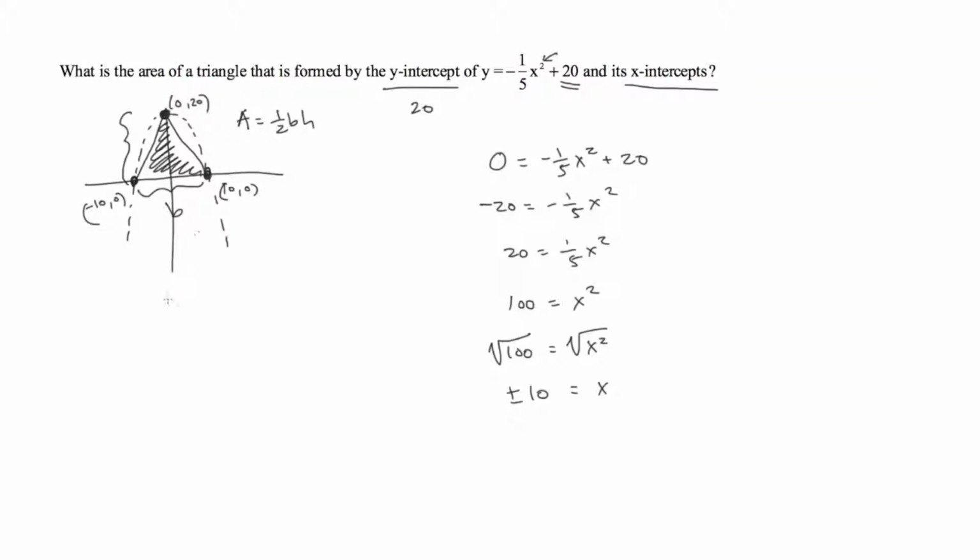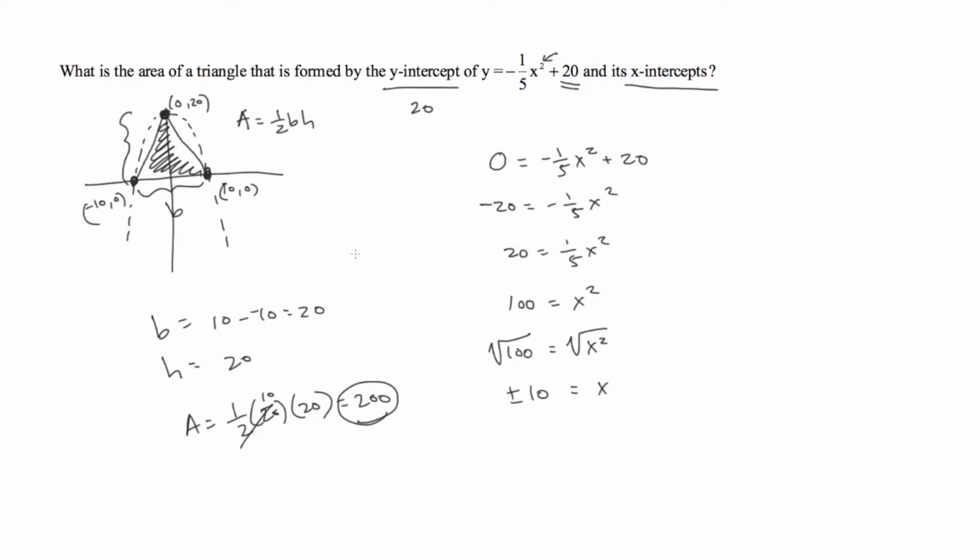So again, using this equation, the base then is going to equal 20. Like I said earlier, 10 minus a minus 10. And then the height is also equal to 20, which is given by the y-intercept. And so the area will be 1/2 times 20 times 20. These cancel out and this becomes 10. So 10 times 20 is 200, which is also the final answer.